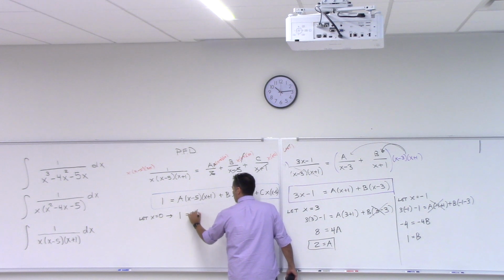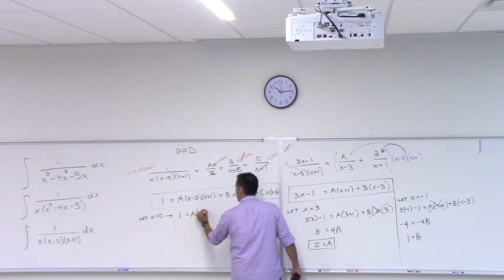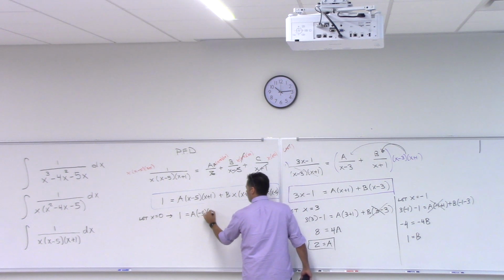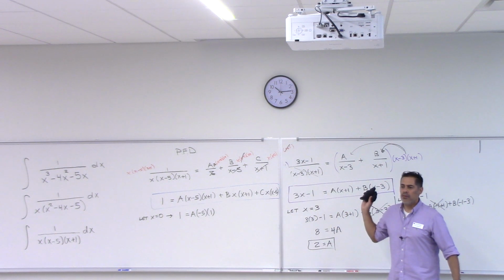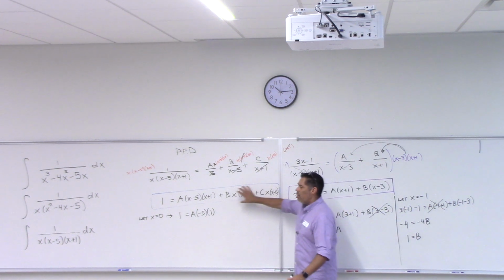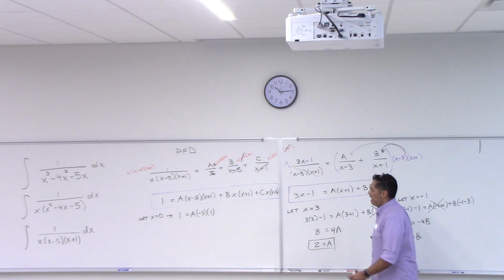Times, let's see, 0 take away 5. Negative 5. And then 0 add 1. 1. And then what about the rest of them? 0. They're all gone. Does everyone see how these two are gone? I'm not going to write them down, but they're gone, right? And that means that A is what?